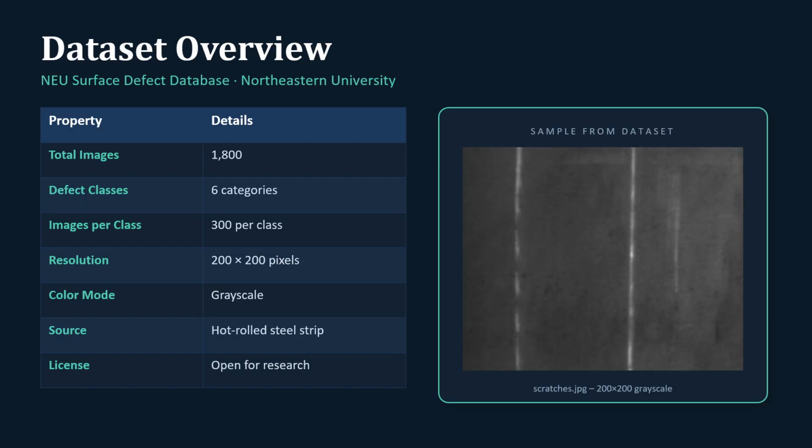The dataset I am using is the NEU Surface Defect Database, which was created by Northeastern University. It has a total of 1800 images divided across six categories, with 300 images per category. Each image is 200 by 200 pixels and is in grayscale. The images come from hot rolled steel strips, which is a common type of steel used in manufacturing. On the right side, we can see a sample image from the dataset. As you can notice, these images are not very clear. The defects are very difficult to notice, which is exactly what makes this problem challenging and interesting.